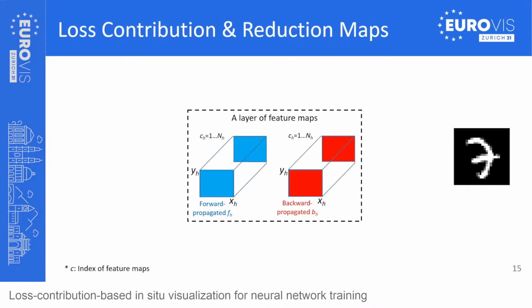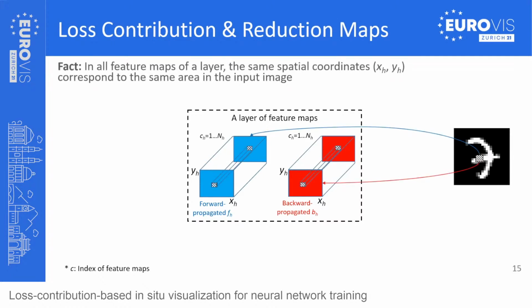To aggregate feature maps, we utilize an important property of convolutional neural networks. Given a layer of feature maps, the same spatial coordinates in all feature maps correspond to the same area in the input image. In such a case, by aggregating the loss contribution over the same spatial coordinates, we can see how the corresponding area in the image impacts the training loss.